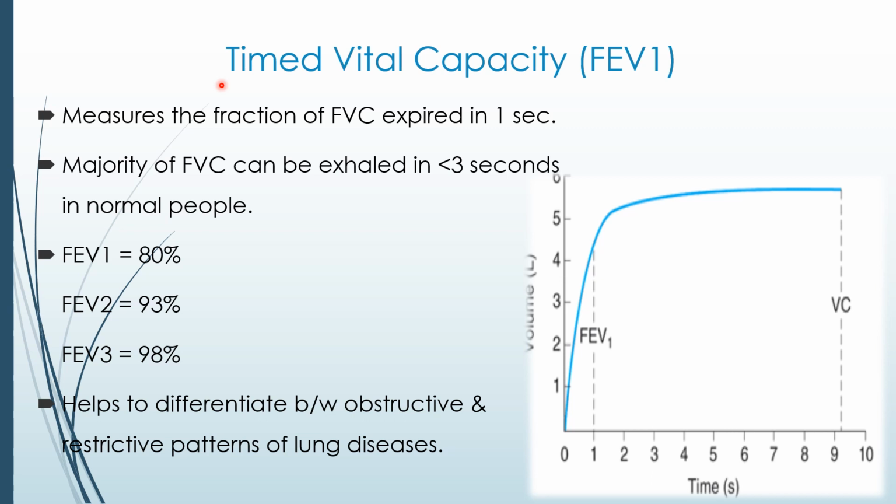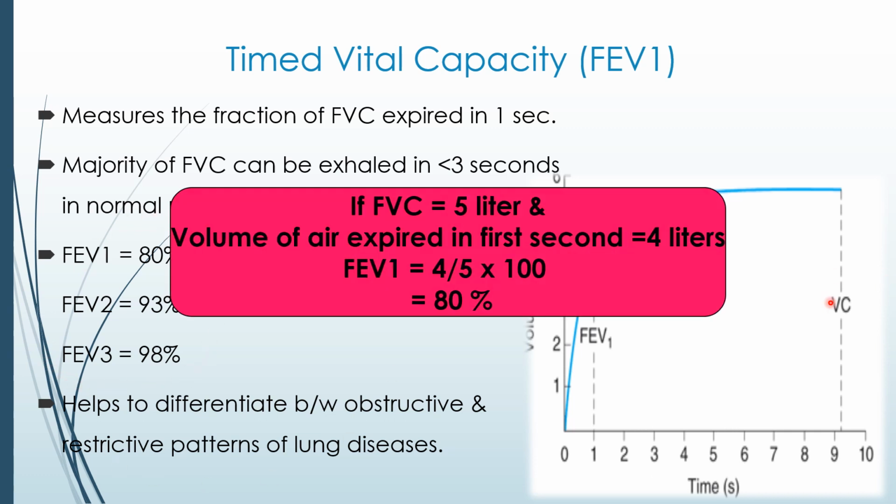If it is obstructive, it will be difficult to expire. If it is restrictive, the lung is restricted, and it is difficult to inspire. All these things count, and this test is very important when you do your clinical practice. If the forced vital capacity is 5 liters and the volume of air expired in the first second is 4 liters, then the forced expiratory volume in the first second is 80%.